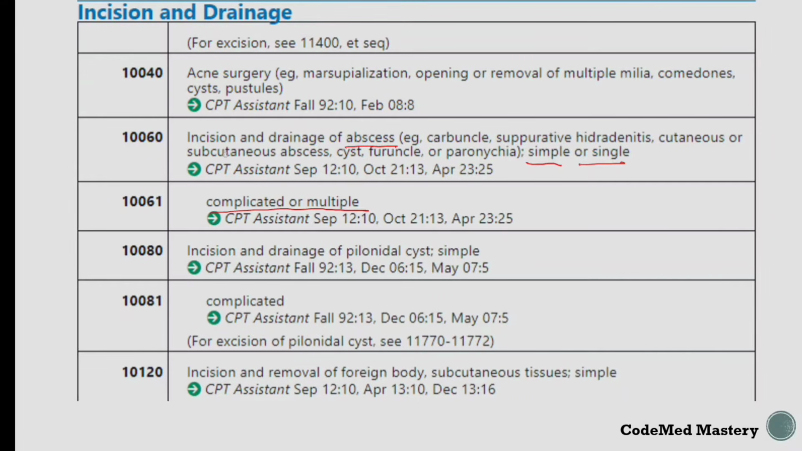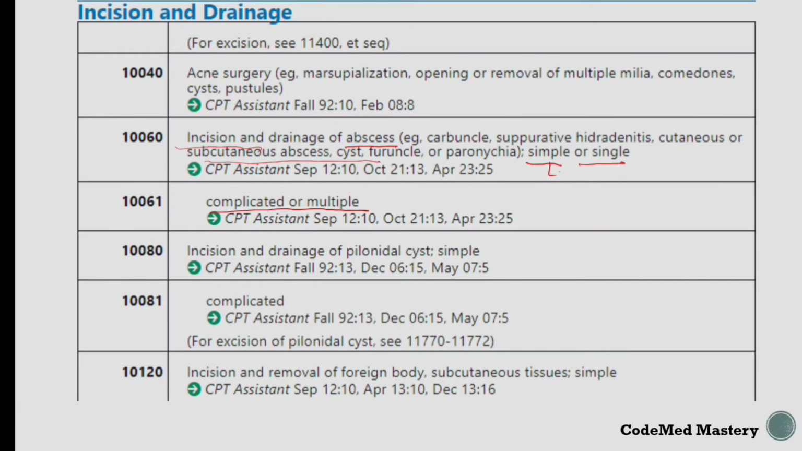In your CPT book, when you see such codes, you have to remember that this code 10061 is the intended code of 10060. It means that this code contains all the information from this code, except that this is for simple and this is for complicated or multiple. So in the questions, sometimes they'll mention simple or single, or sometimes they'll mention complicated or multiple. If they don't mention any of these terms, then how you'll understand whether it is simple or multiple?